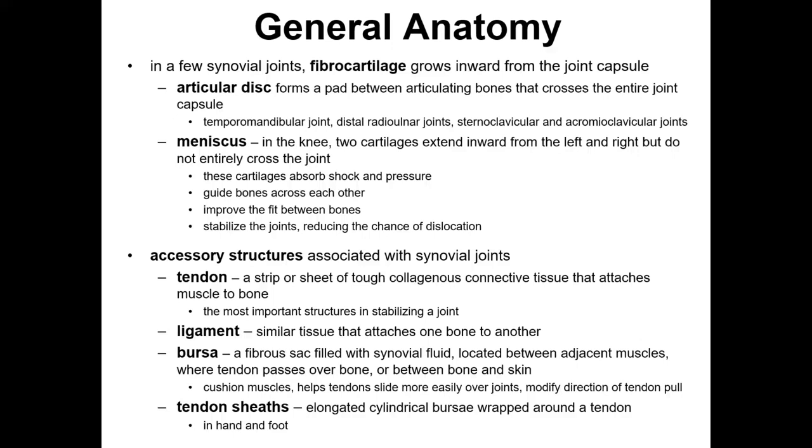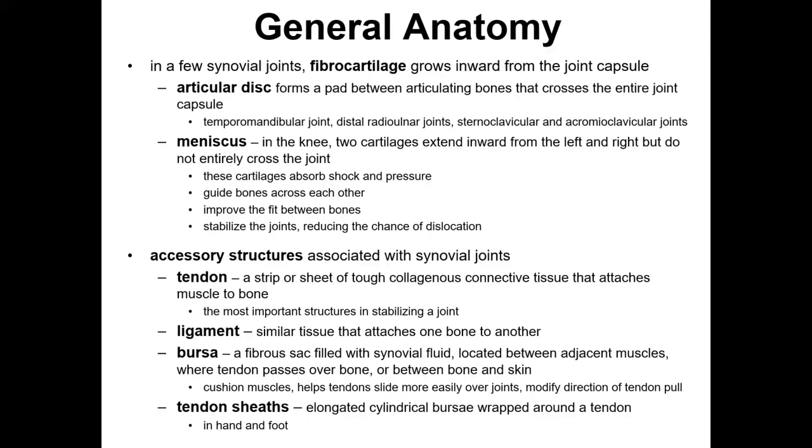We also have what are called menisci. These we see in the knee. Now that word might be familiar to you. If you know anyone or yourself has a knee issue, you could have heard of someone having a meniscus tear or something like that. These are in the knee, and this is two cartilages that extend inward from the left and right, but do not entirely cross the joint. These cartilages absorb shock and pressure, and they guide the bones across one another. They improve the fit between the bones, and they also stabilize and hopefully reduce the chance of dislocation.